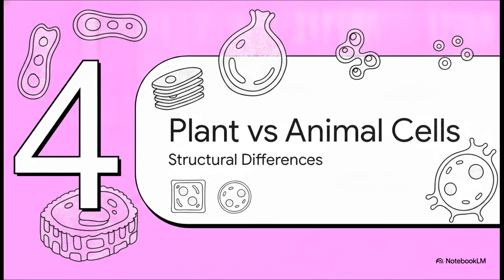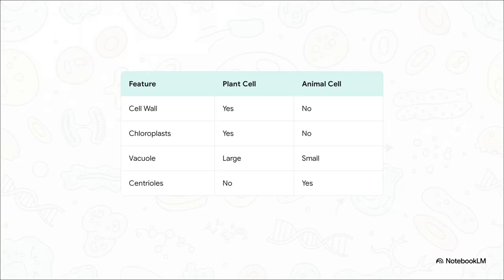Up next, Section 4, plant versus animal cells. It turns out not all cellular factories use the exact same blueprints. Looking at the plant cell on the left, notice the thick, rigid cell wall, the chloroplasts used for photosynthesis, and that really large central vacuole. But over on the right, the animal cell completely lacks a cell wall. It's much more flexible and contains structures called centrioles. These structural differences perfectly match their biological lifestyles. Plants absolutely need that rigidity to stand tall, while animals need flexibility to move around.